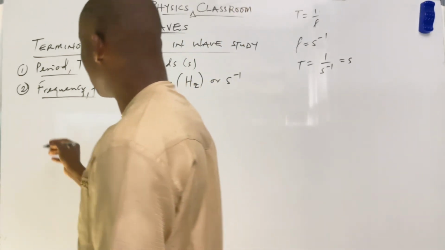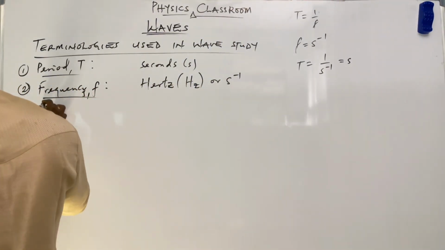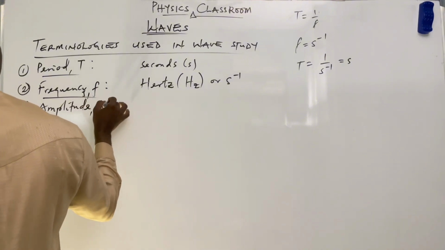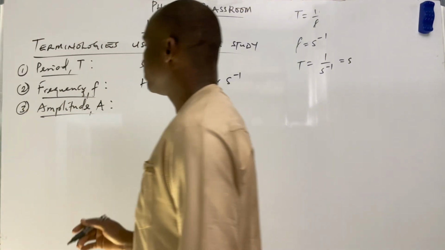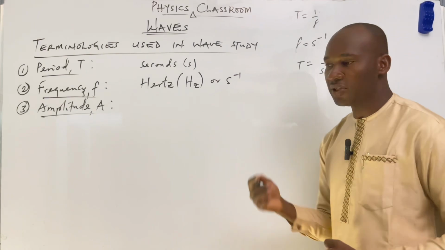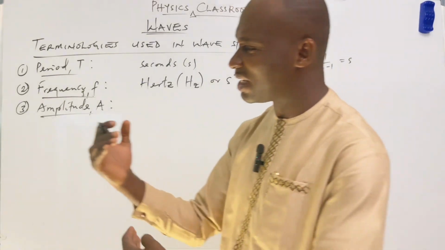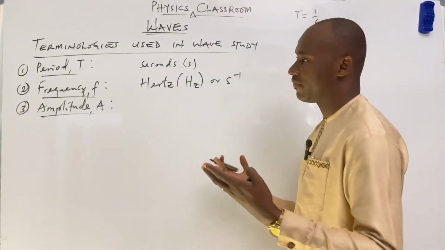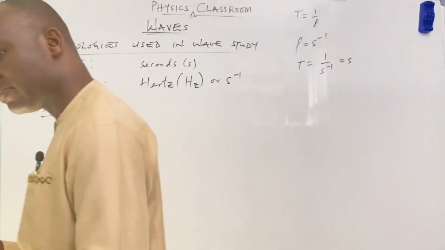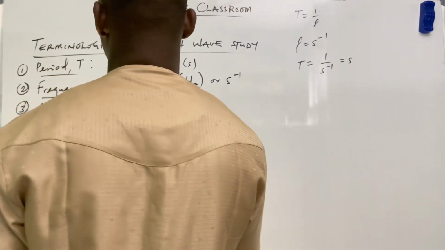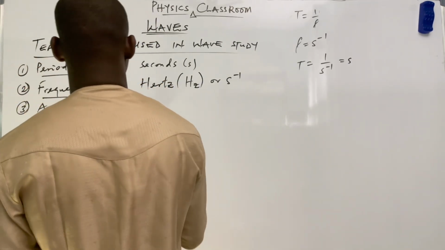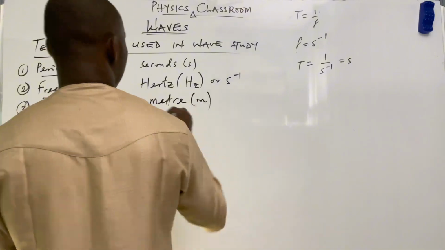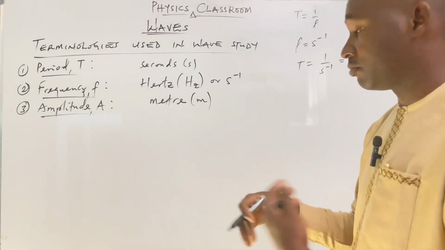Number three, the third term, amplitude. The symbol for amplitude is capital letter A. How do we define amplitude? Amplitude is defined as the maximum displacement reached by a wave. And the unit for amplitude is best put in meters. It could be in meters, centimeters, or millimeters.